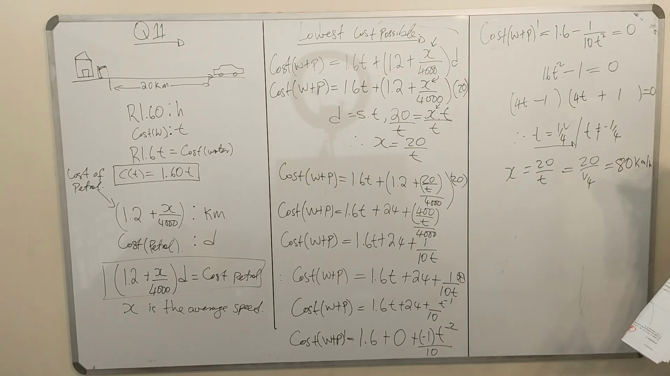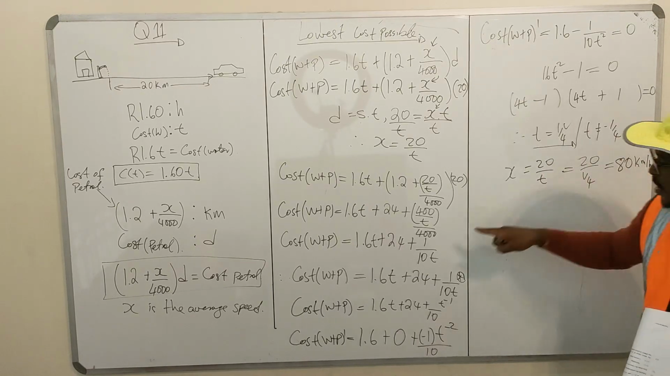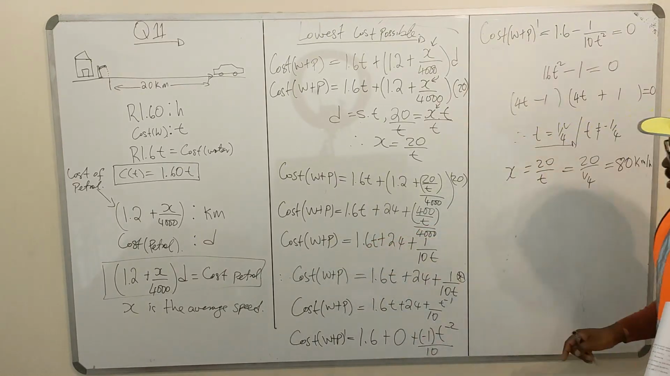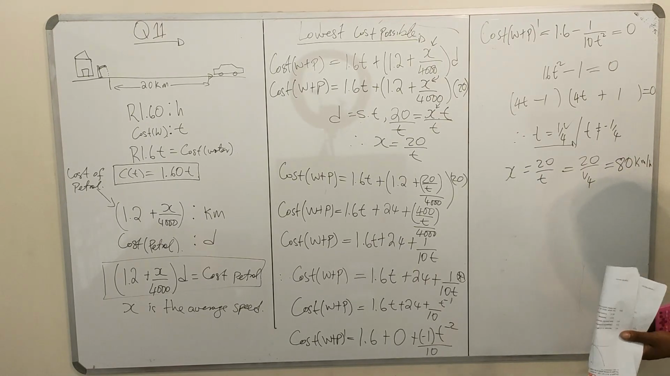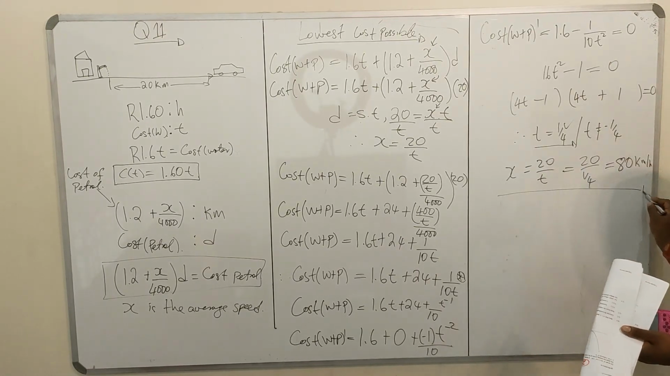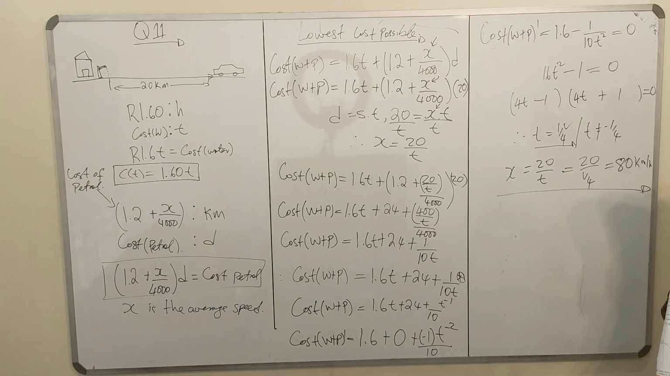If you wanted your best possible cost, you would have to substitute your time into the cost of water and petrol equation. So this question ends here. You got your best possible speed, which should be 80 kilometers per hour in order to minimize the cost of water and the cost of petrol at the same time.